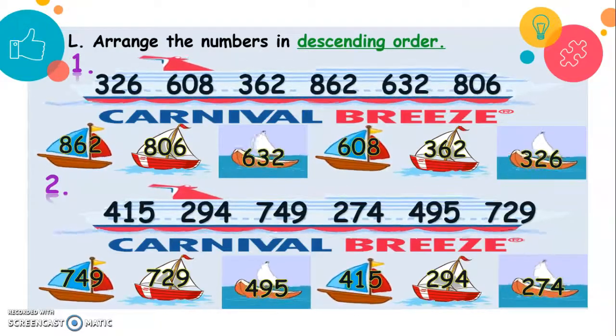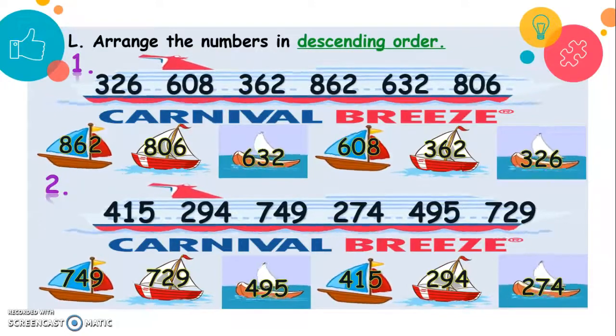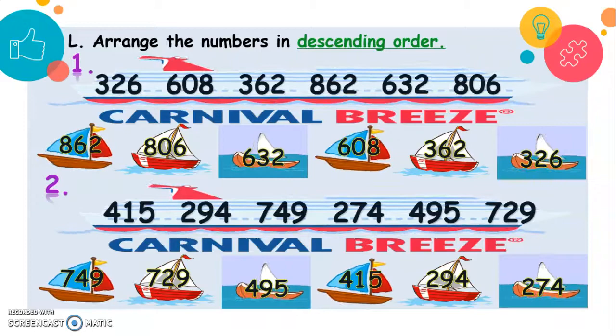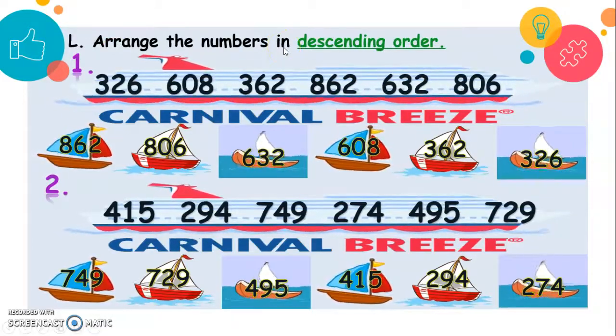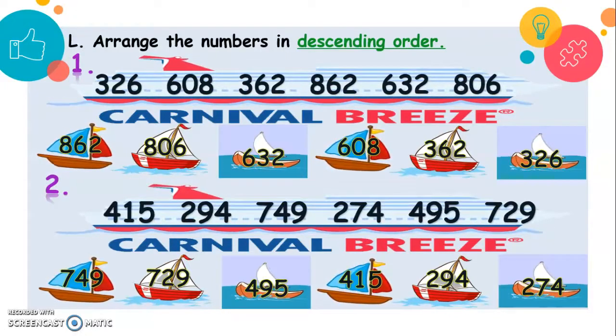I do hope that you will remember how to arrange numbers in ascending and descending order. Remember that ascending order starts from smallest to greatest, and descending order starts from greatest going down to the smallest number.